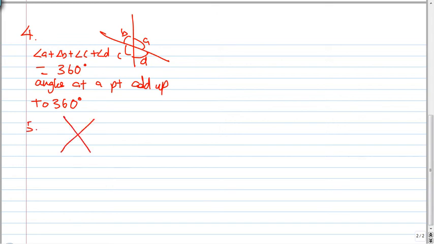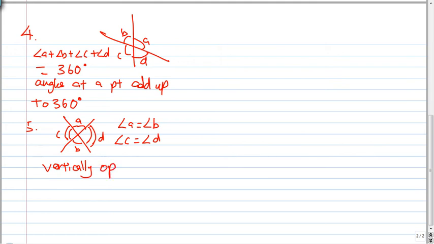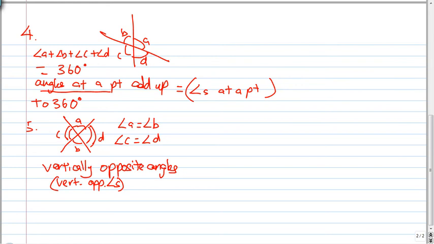Number five. If you have two straight lines like that, and this is angle A, this is angle B, this is angle C, this is angle D. Angle A will be equal to angle B, and angle C will be equal to angle D. They are known as vertically opposite angles. The abbreviation is vert. opp. angles. The abbreviation for angles at a point would be angles at a point. Alright, these are the abbreviations.